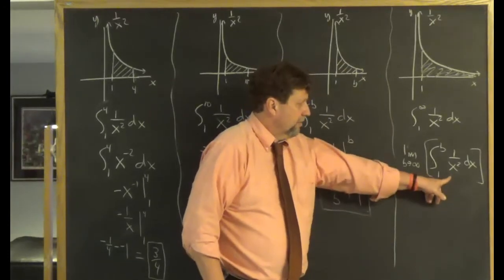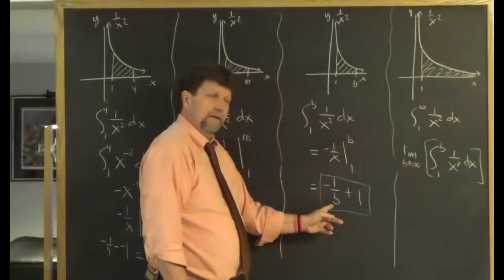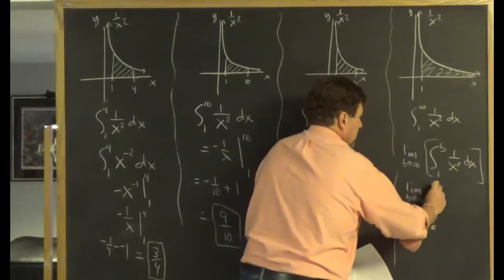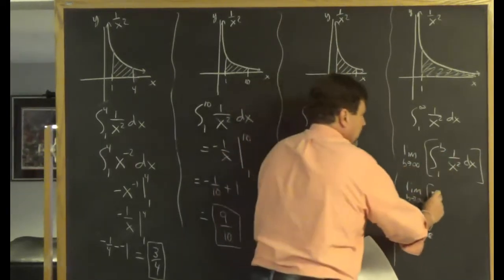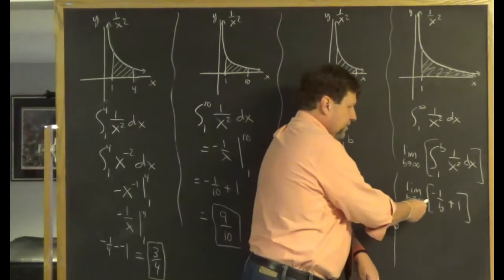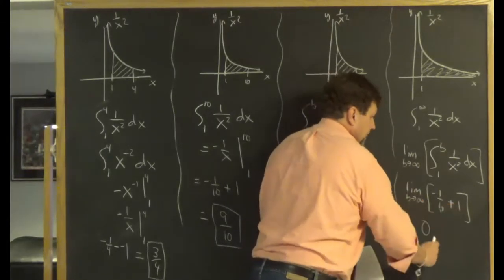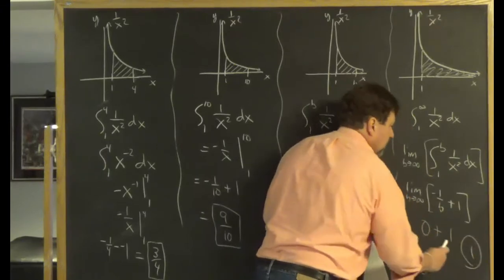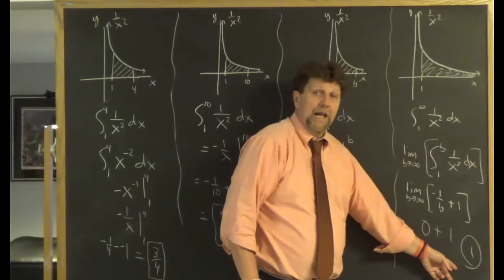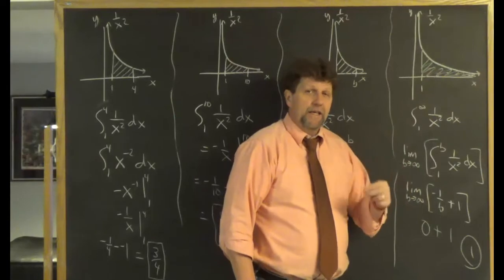Well, we know what the integral from 1 to b, 1 over x squared dx is. We just did it right here, and we have negative 1 over b plus 1. The limit as b goes to infinity of negative 1 over b is 0. The limit as b goes to infinity of 1 is 1. This improper integral has a value of 1, which means the area of that unbounded region is 1.